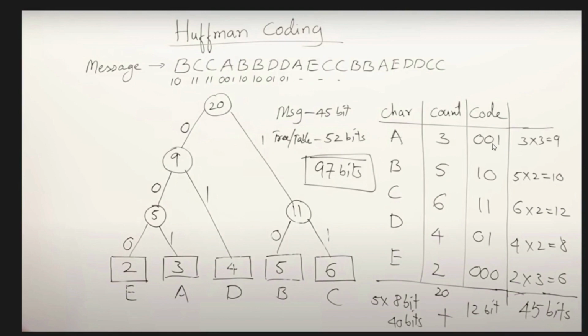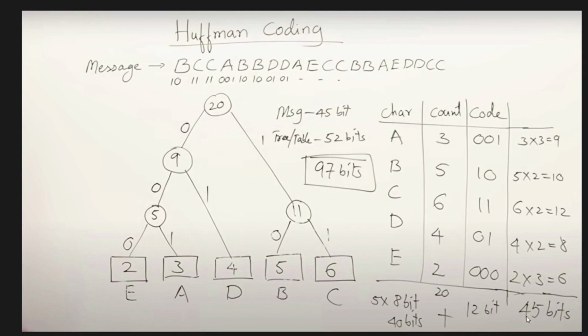The code size for A is 3 bits and A is repeated 3 times, so 9. The code size for B is 2 bits and B is repeated 5 times, so 10. The code size for C is 2 bits and C is repeated 6 times, so 12. The code size for D is 2 bits and D is repeated 4 times, so 8. The code size for E is 3 bits and E is repeated 2 times, so 6. So the total number of bits allocated to this message is 45 bits.